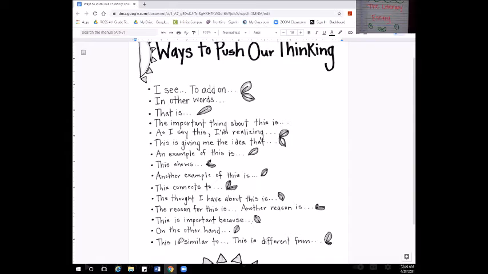I do want to mention, however, that these are not the only sentence stems that you can use to help push your thinking. This only gives you an idea of what you could be using to help you further your thoughts. To start us off with this, I'm going to use the sentence prompt "I see."